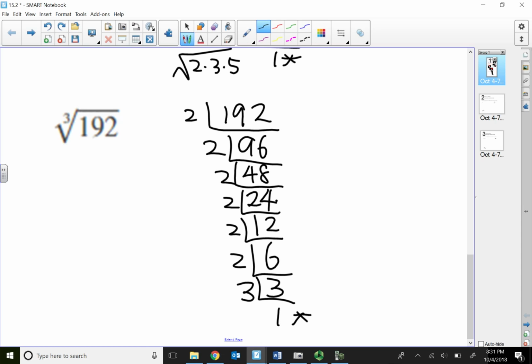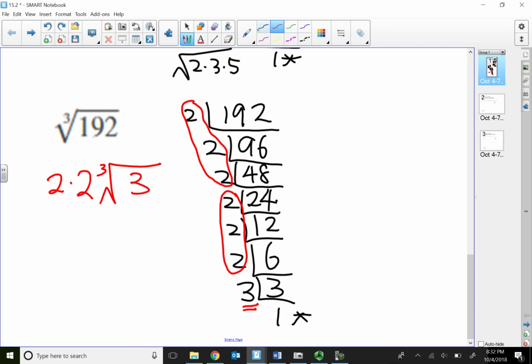Okay, so we are not using perfect square numbers because this is a cube root. So I'm looking for 3 of the same numbers. So these 3 2's will go outside as one of them. Again, these 3 2's will go outside as one of them. This 3 is only by itself, so it has to stay inside the cube root. And please don't forget to enter the cube roots on the homework. So on the outside, 2 times 2 is 4. So my final answer is 4 times cube root of 3.